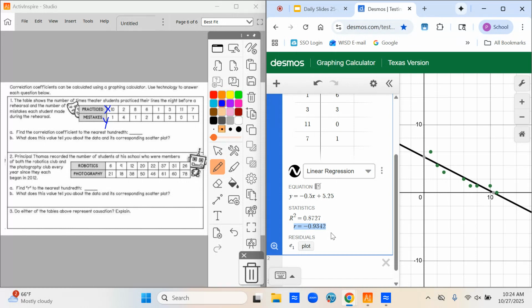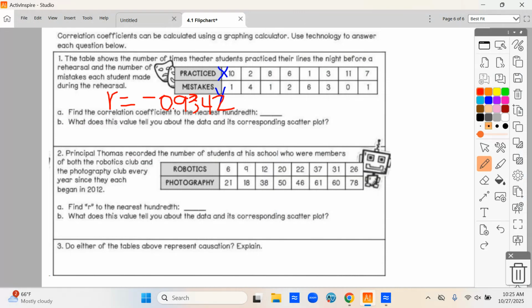And it says, find the correlation coefficient to the nearest hundredth. So that's your R equals. Well, our R equals negative 0.9342. My 3 showed up funny. I'm going to go back big to this page, so it will let me write a 3. And then it says round to the nearest hundredth.